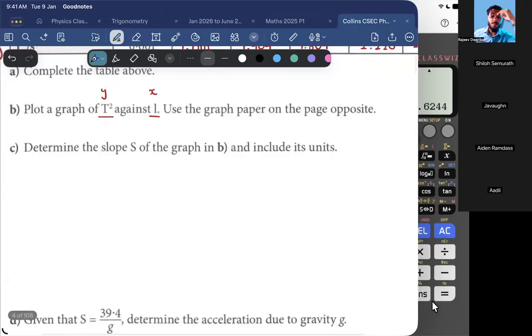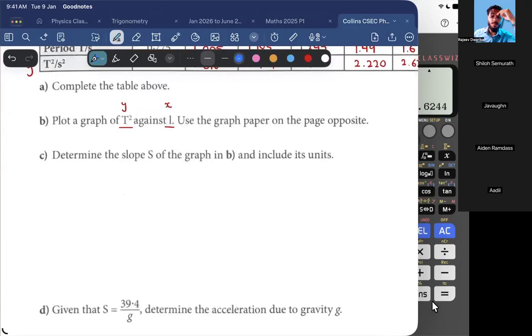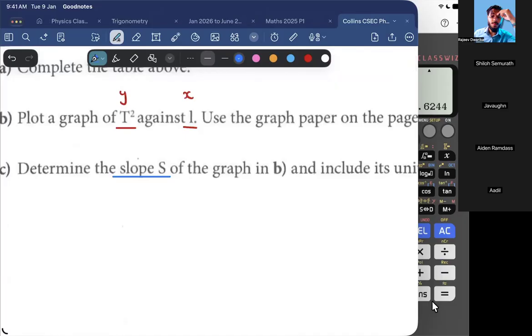Then we see here: determine the slope s of the graph. When they say determine the slope, slope is another word for what? Gradient. Did you all know that? Adil, did you know slope is another word for gradient? No. Well, now you know. So slope means to find the gradient.